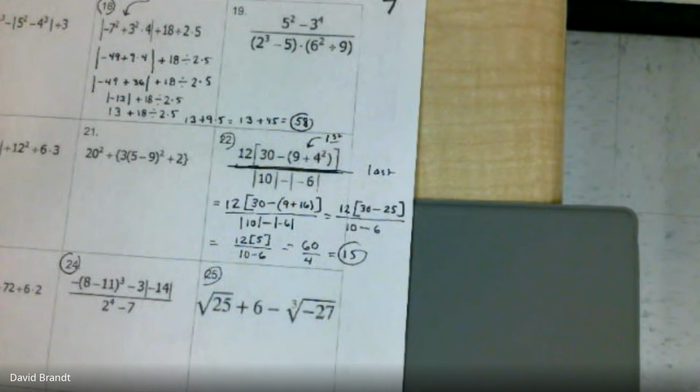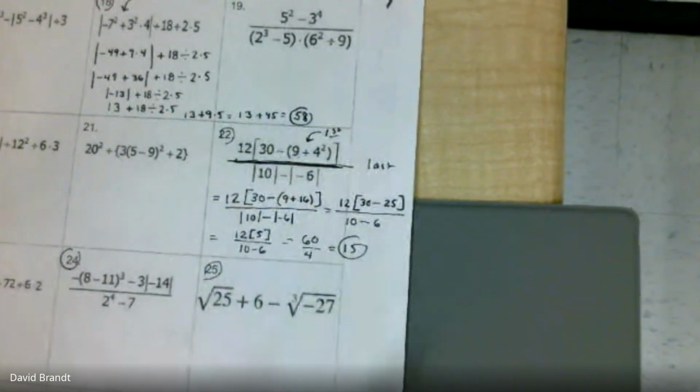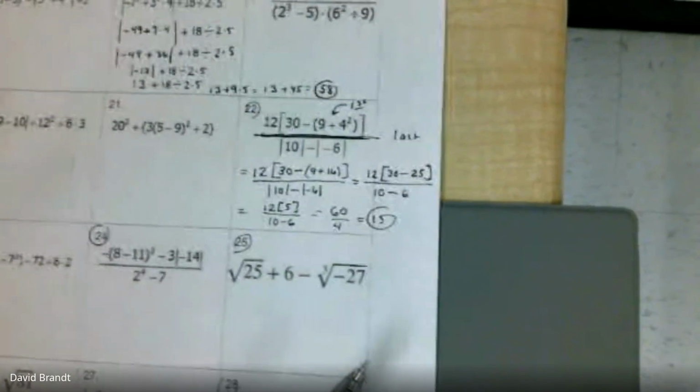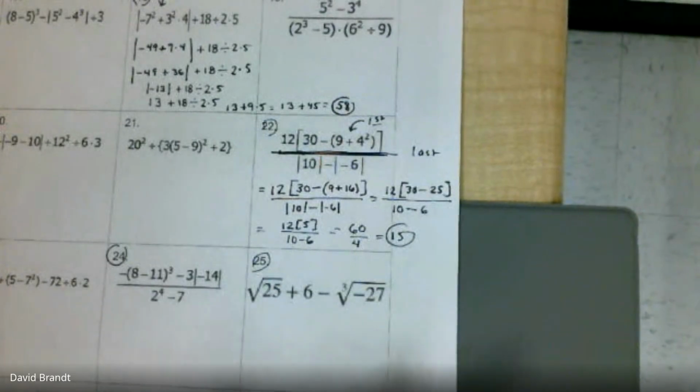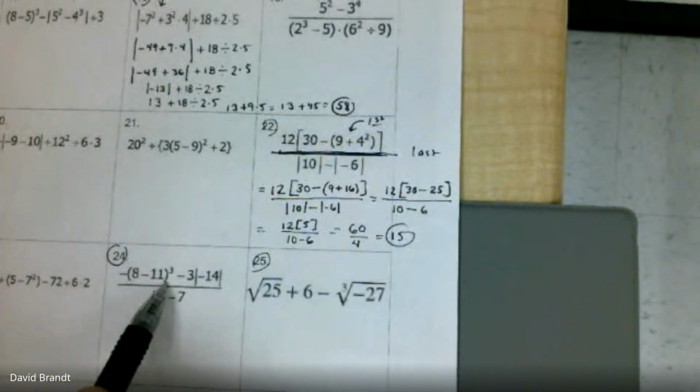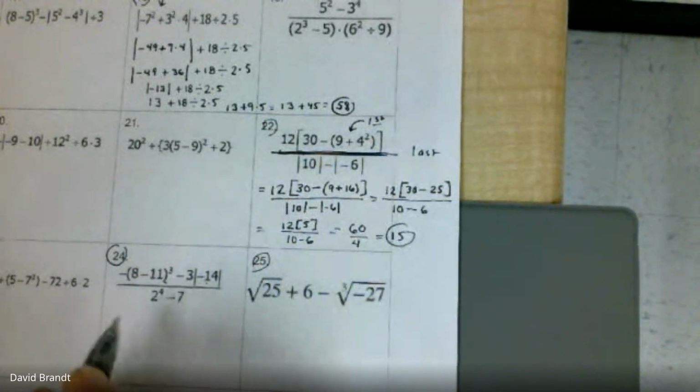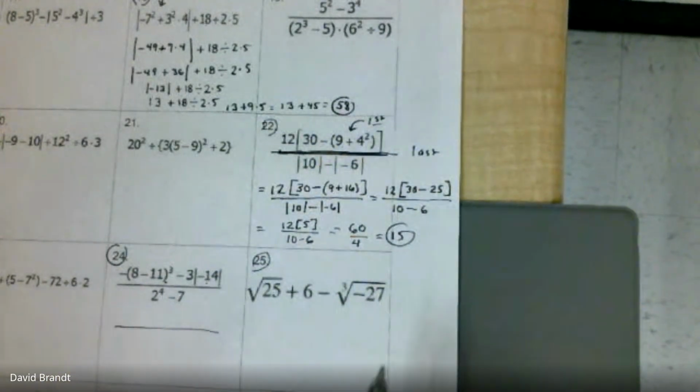I think I'm just going to do 24 and 25. I'm not going to do number 28. But number 24, let's see. We've got parentheses. I've got an absolute value. We've got an exponent. We've got all kinds of stuff.